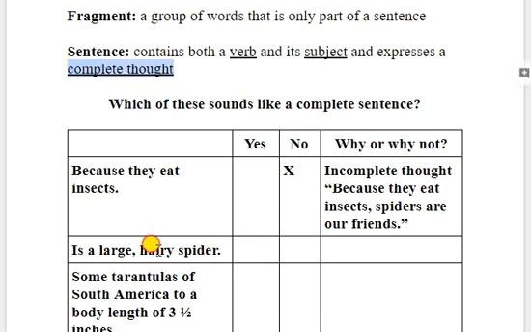Let's look at another one. Is a large hairy spider. Do we have here either a verb that describes an action or some sort of state of being? Well, if you watch that subject and verb video, I talked about being verbs are any form of the word be. And believe it or not, is a form of the word be. Okay, so is describes a state of being. So we do have a verb here, actually. Do we have a subject? So who or what is? It doesn't say. So bingo, it's because we're missing a subject.